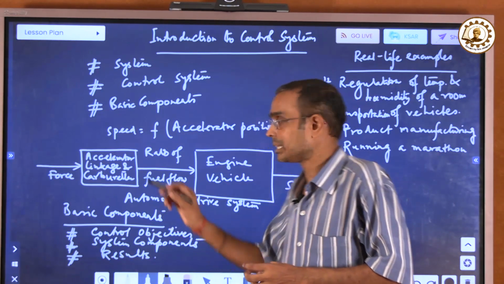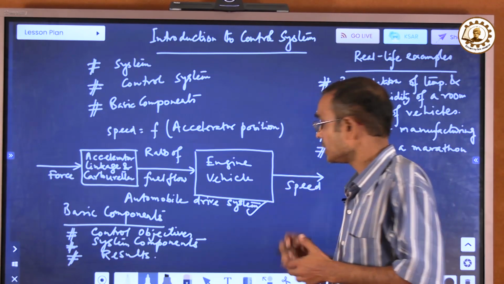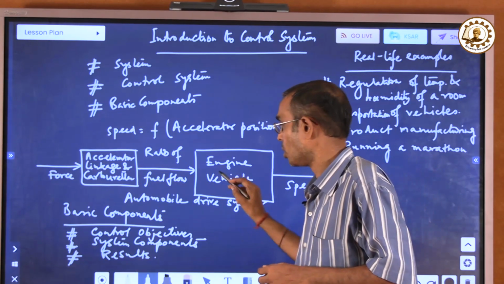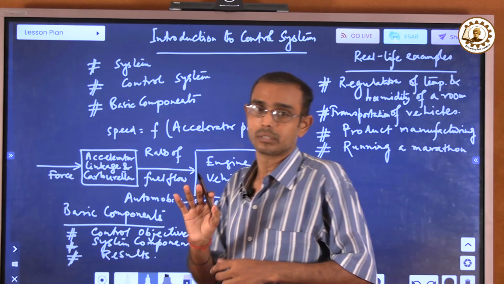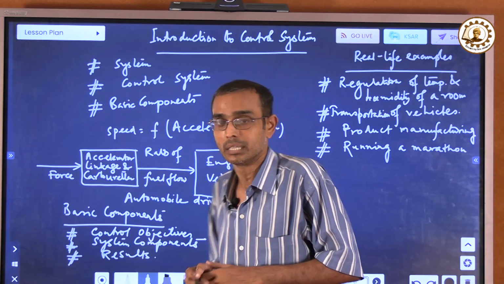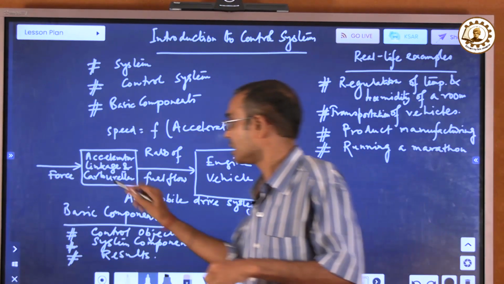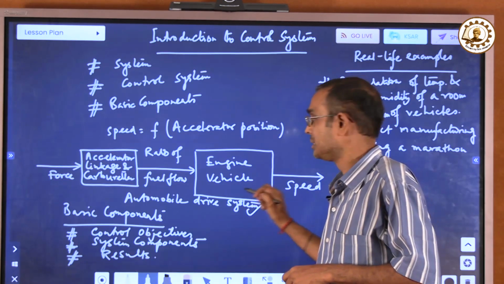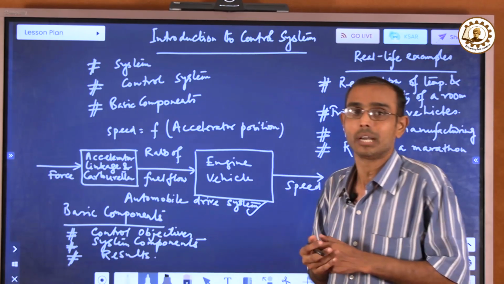Now let us see this diagram. Let us see this example. This is the example of an automobile drive system. What has been shown in the diagram? There are two blocks, and inside the blocks, two terms are written. Here it is written accelerator linkage and carburetor. Since it is an automobile drive system, accelerator linkage and carburetor are very essential parts of any automobile drive system, and the other is engine vehicle. So these are the parts of the system which has been defined here as the automobile drive system.